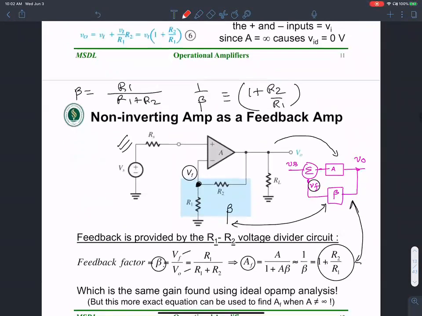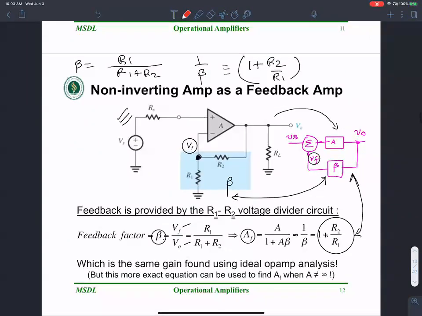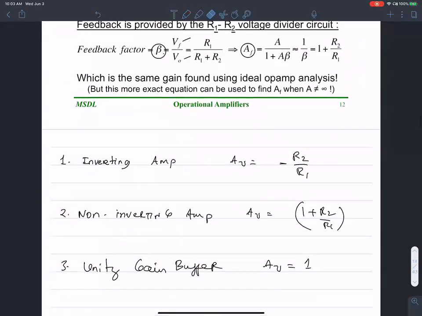Okay. Then we saw the idea of non-inverting amplifier as a feedback amplifier, okay, where I showed that 1 plus R2 over R1 is 1 over beta. Okay, so this idea, the approximation of the gain to be 1 over beta, where 1 over beta is all of that guy, 1 plus R2 over R1. Okay, so this is what we looked at in the last class.